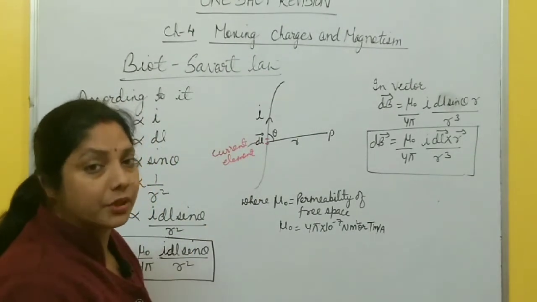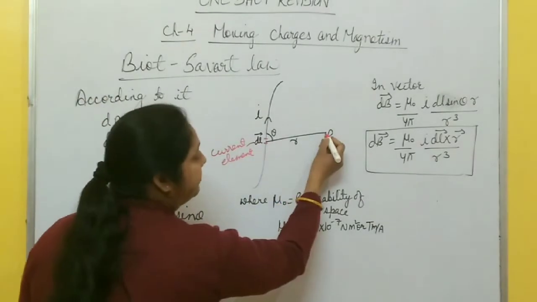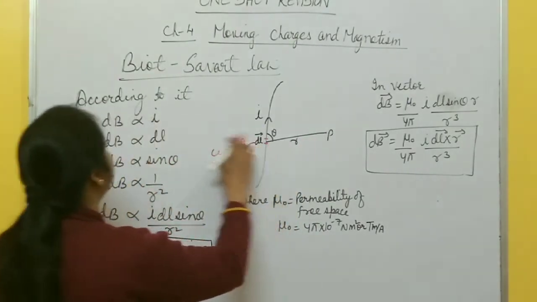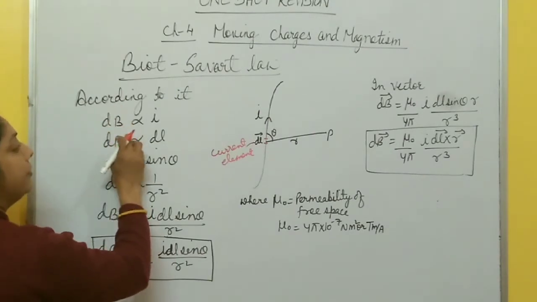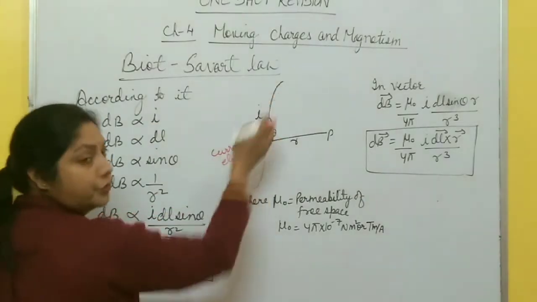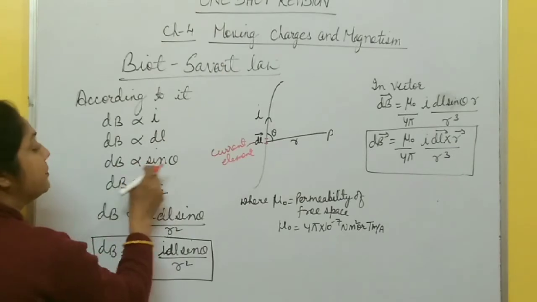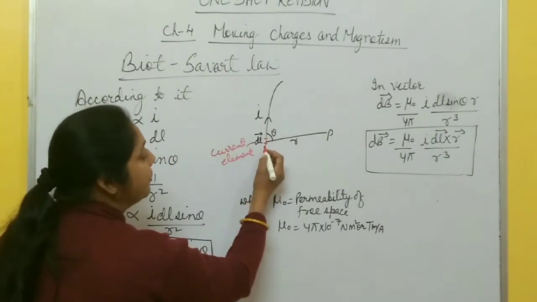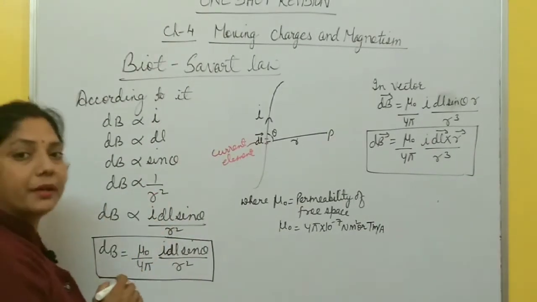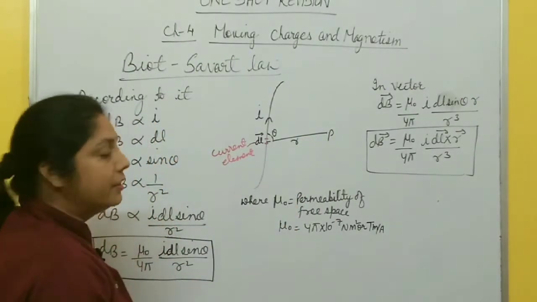What is the magnitude of that magnetic field? According to it, the small magnetic field at point P, at a distance r from this current element, is proportional to I, the current flowing through the wire. It is proportional to dl, the current element. It is proportional to sine theta, where theta is the angle between this current element and r, and it is inversely proportional to 1 by r square. Magnetic field varies as distance increases or decreases.